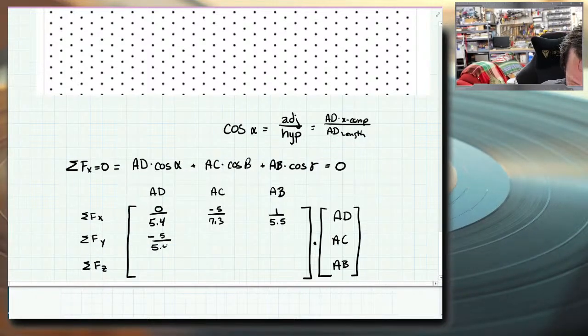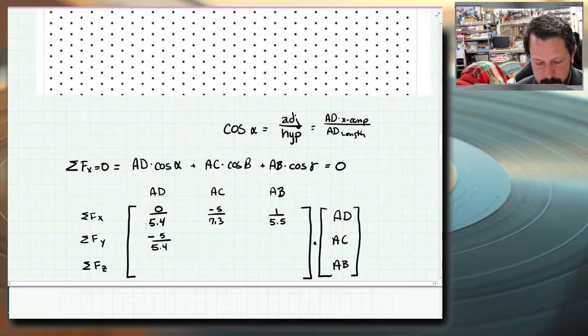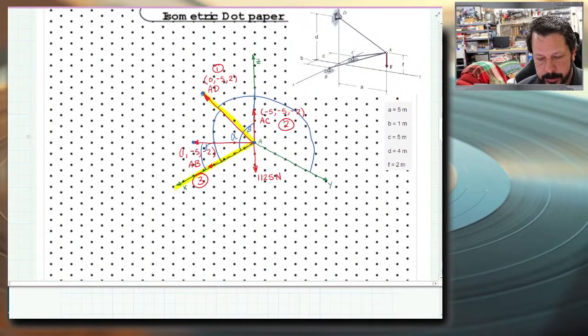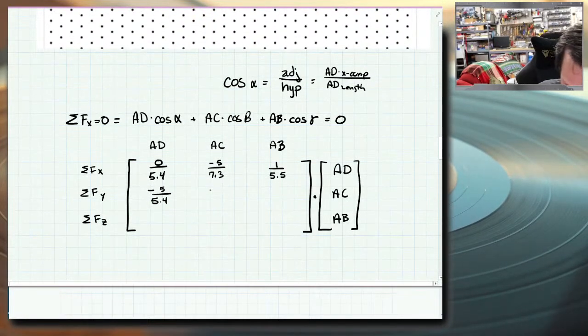Same length as before, so over 5.4. And that negative sign shows you that this thing is kind of pointing off towards the left. -5, they all have -5 for their y components, right? -5 for AC, -5 for AB. So they all have a -5 there. They have different lengths though.